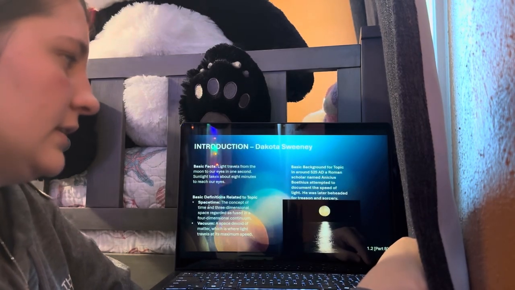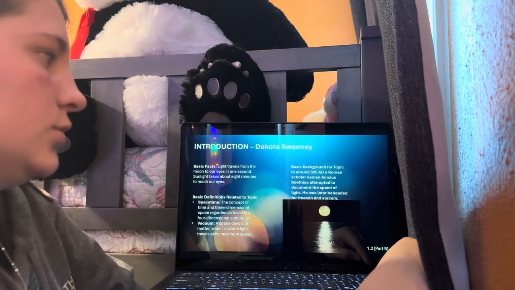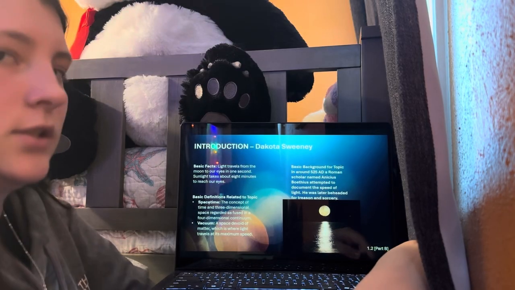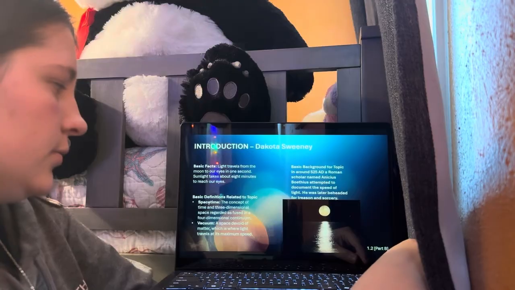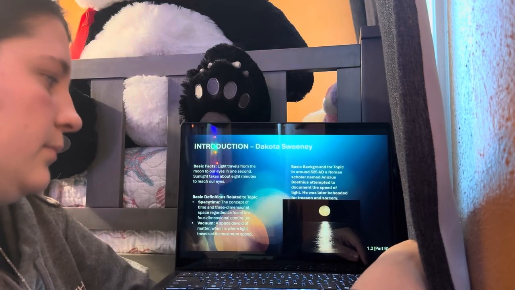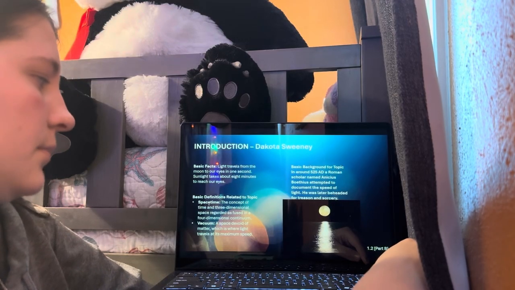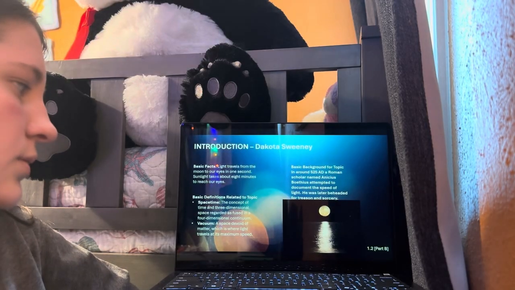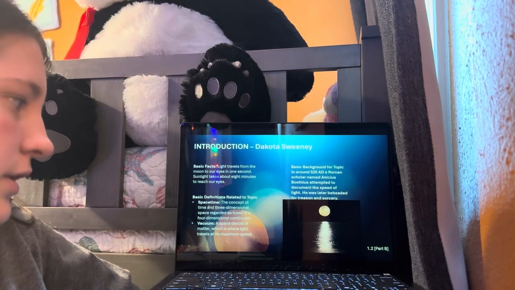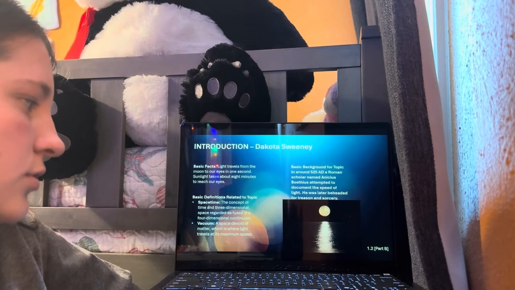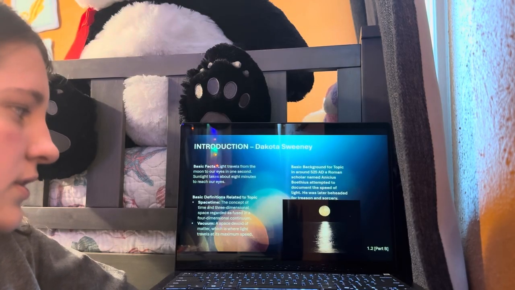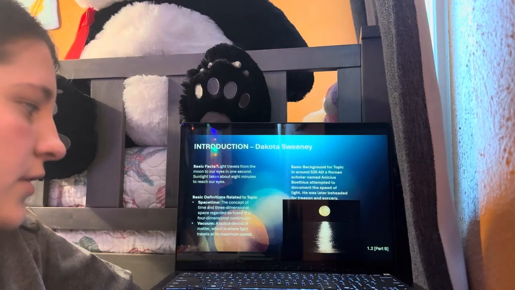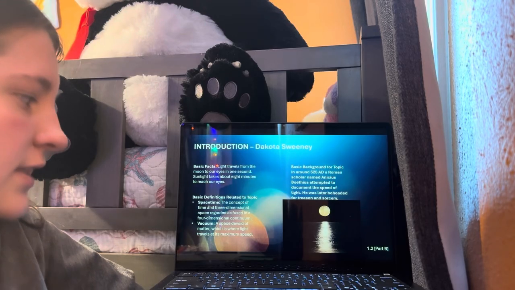So, for basic facts, light travels from the moon to our eyes in 1 second. Sunlight takes about 8 minutes to reach our eyes. And then basic definitions related to topic. I chose space-time, which is the concept of time and three-dimensional space regarded as fused in a four-dimensional continuum, and then vacuum, which is a space devoid of matter, which is where light travels at its maximum speed.